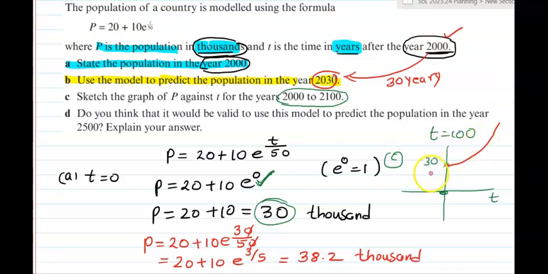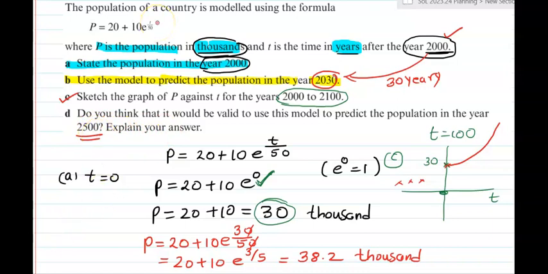So it should be like this. It is going up. Because t is 0 at the start, we are not going in this direction. Our graph is starting from here and it is going up. So this is a sketch of question 2C. Now question 2D. Do you think it would be valid to use this model to predict the population in the year 2500? Explain your answer.